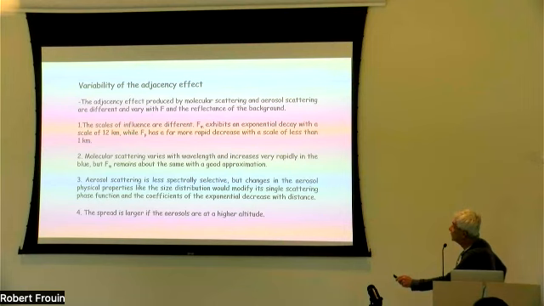And it varies with F and the reflectance of the background. The scale of influence is different. So Fm exhibits an exponential decay with a scale of about 12 kilometers, and Fp with a scale of less than 1 kilometer. So this gives you some idea of the type of influence.